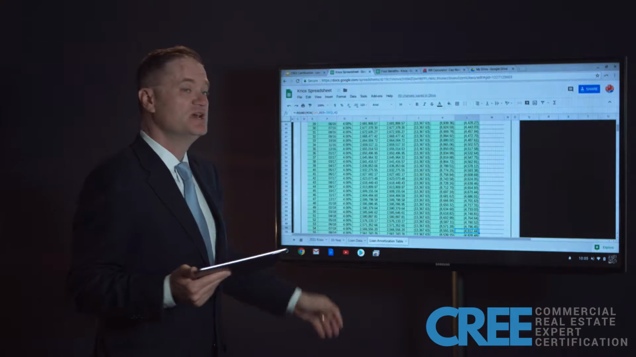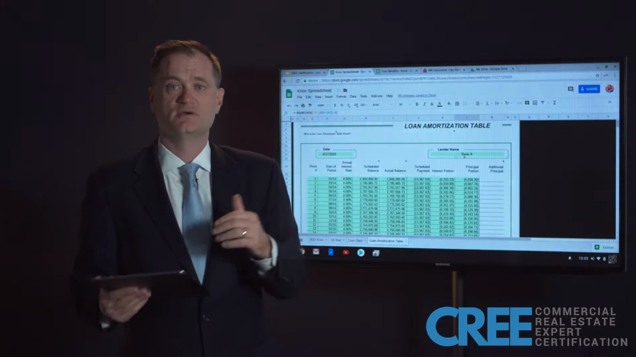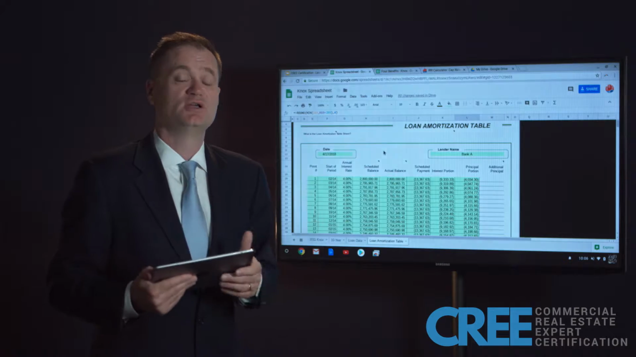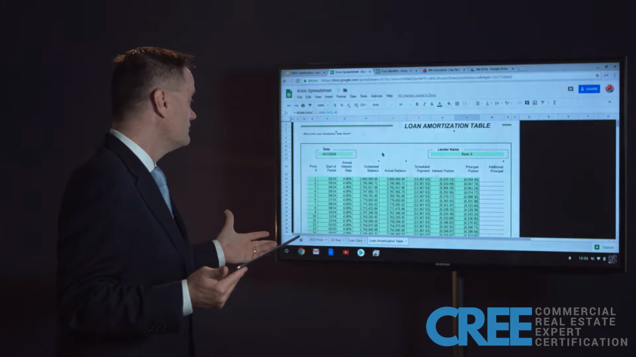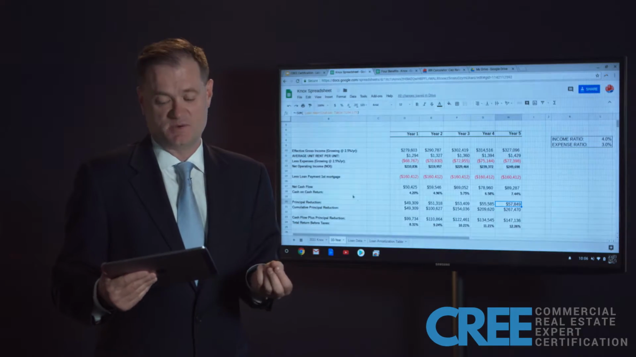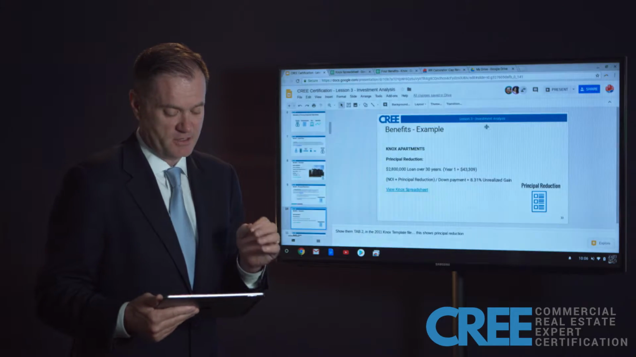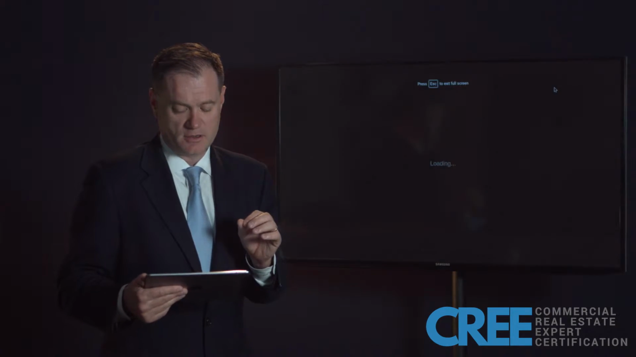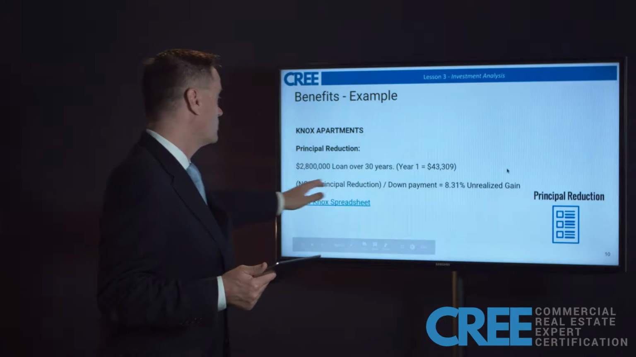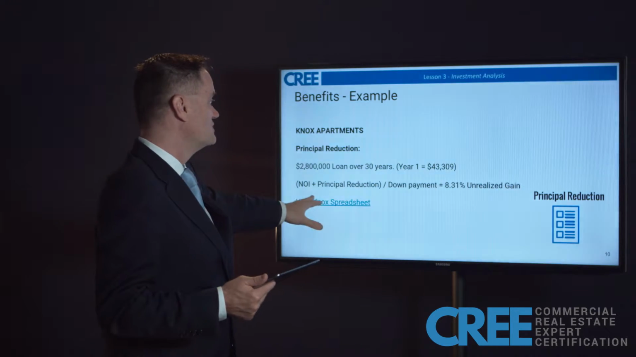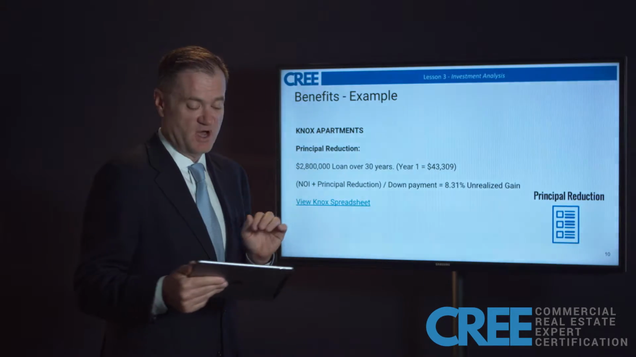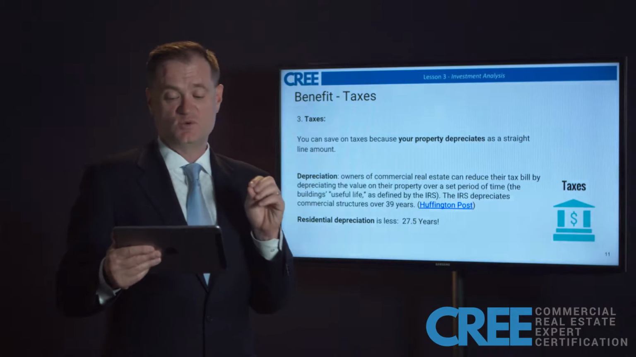And as you change this, if you go back and change it to 25 years or 20 years or 30 years or whatever you want, it will automatically calculate your principal and interest and all the numbers for you. So very, very powerful. Principal reduction is, again, our number 2 benefit to owning investment real estate. So as we head back to our main slides here, we viewed the spreadsheet, and we know exactly what the principal reduction is. So we'll move on to the third benefit, which is taxes.